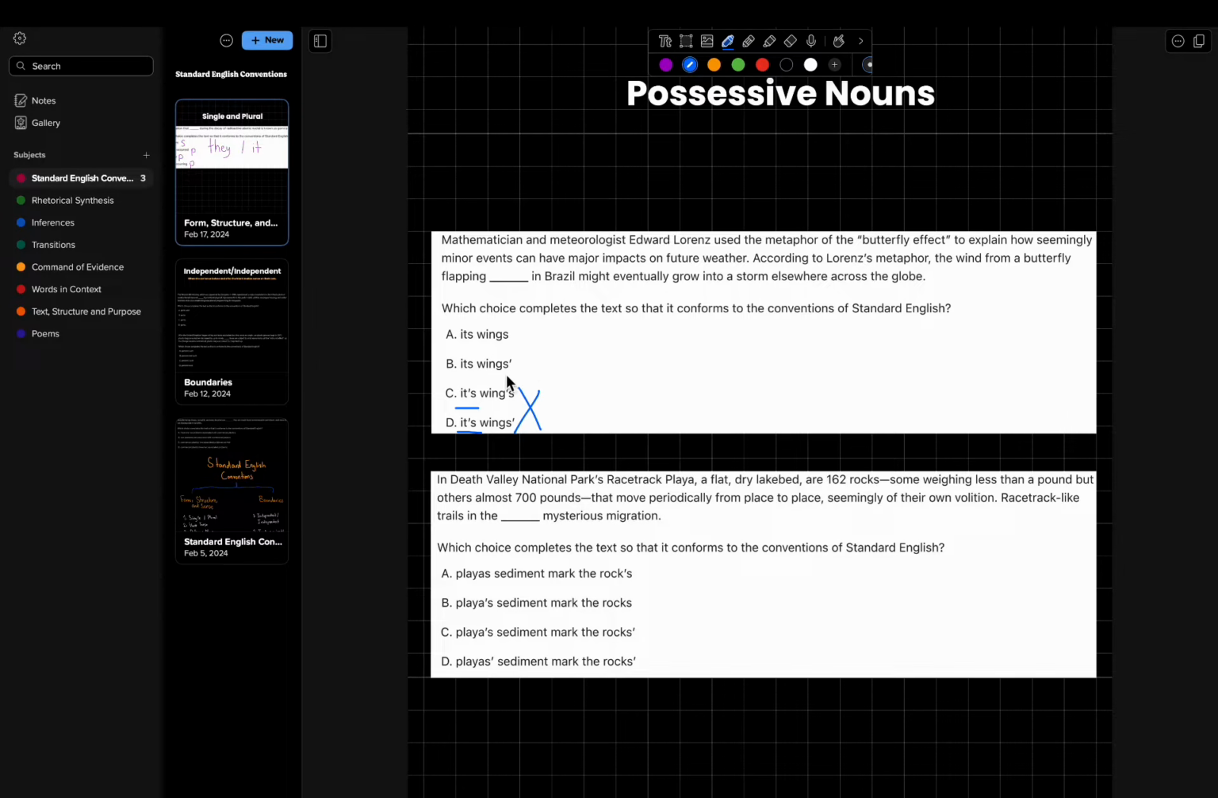And in this case, we use the plural noun wings. So we check to see if the word after wings belongs to it. It says wings in Brazil. This shows that wings does not possess in Brazil. So there has to be no apostrophe, and in this case, choice A is correct.